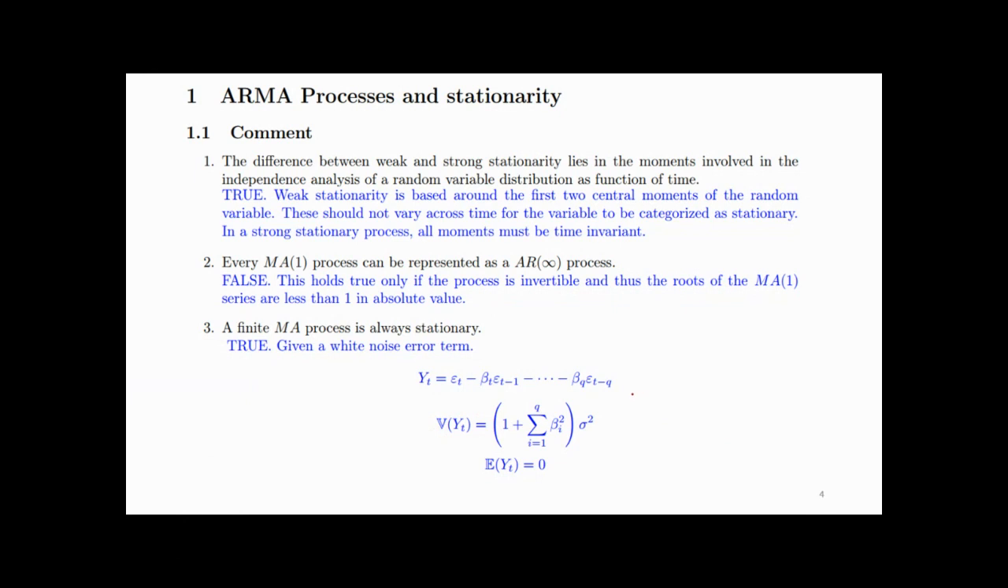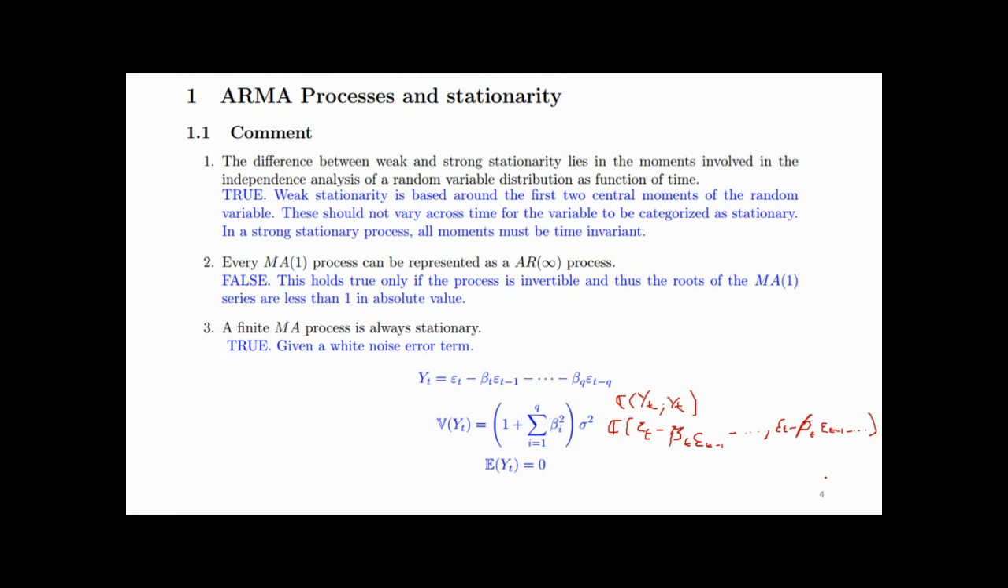Variance is a covariance of something with itself, right? So you can write variance as covariance of yt with yt. Now, if you replace the values of yt with the process generating function, then you have the covariance of epsilon t minus beta epsilon t minus 1 minus etc. with the same thing, epsilon t minus beta epsilon t minus 1 minus etc.